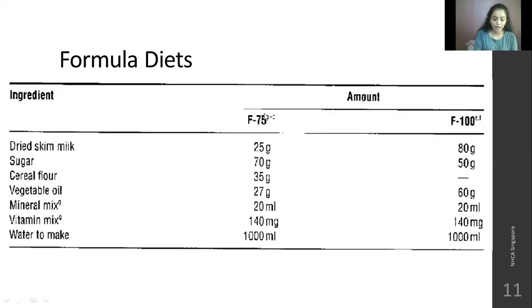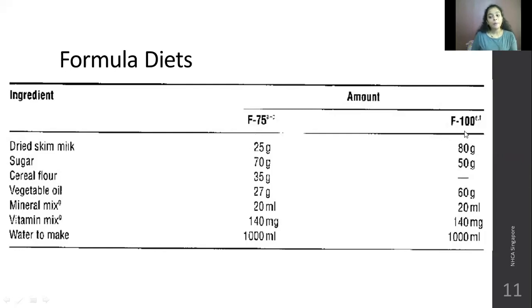It's in the second paragraph on page number 165. F75 is a kind of formula. In this formula, the difference is the amount of kilocalories, KCAL, which the child is getting. So when you are giving F75, the child will get 75 kilocalories per 100 ml. 100 ml of F75 will give 75 kilocalories. From the name itself, it is understandable.